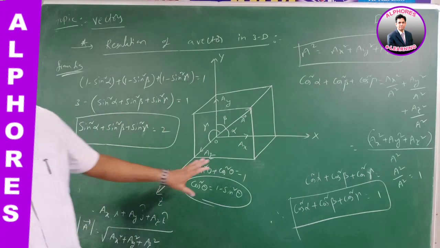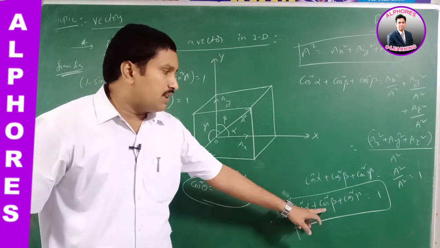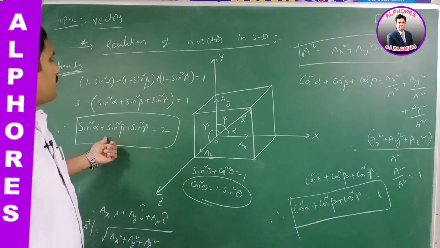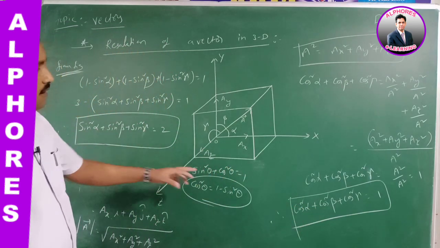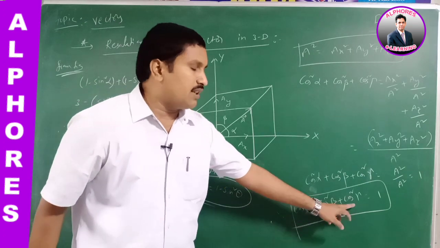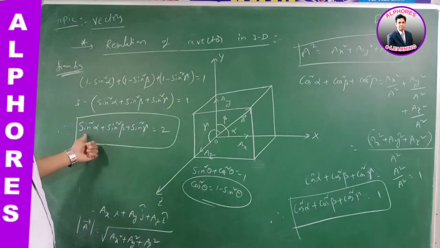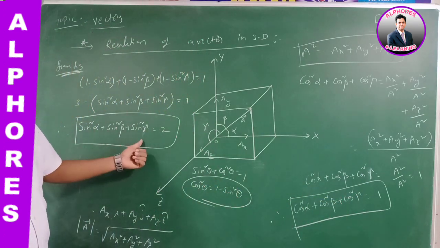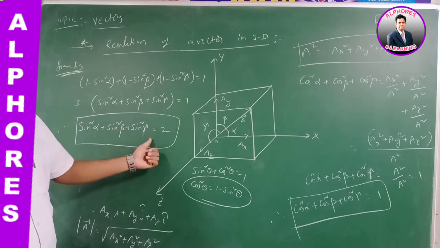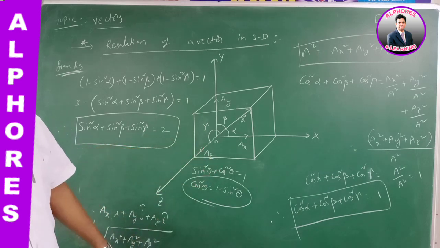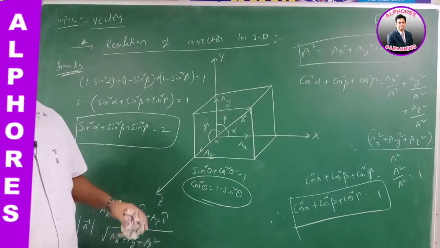So from this concept, the sum of the squares of the directional cosines is 1, and the sum of the squares of the directional sines is 2. Here cos square alpha plus cos square beta plus cos square gamma is equal to 1, and sin square alpha plus sin square beta plus sin square gamma is equal to 2. This is the most important condition based on the directional cosines. Okay, right. Thank you.